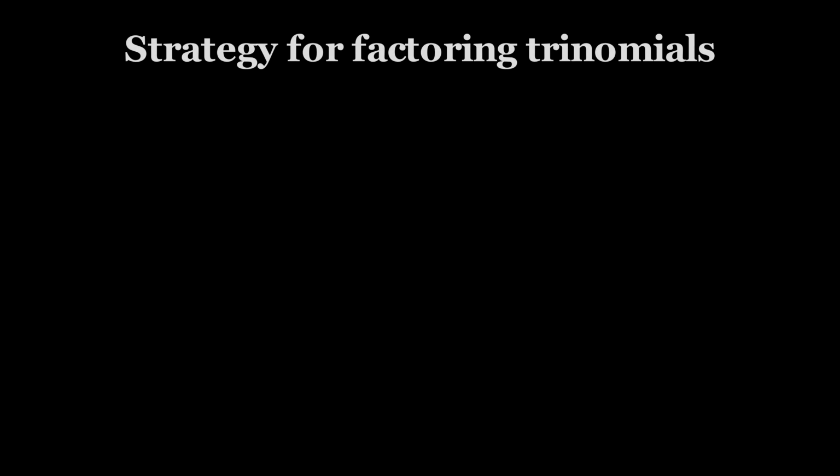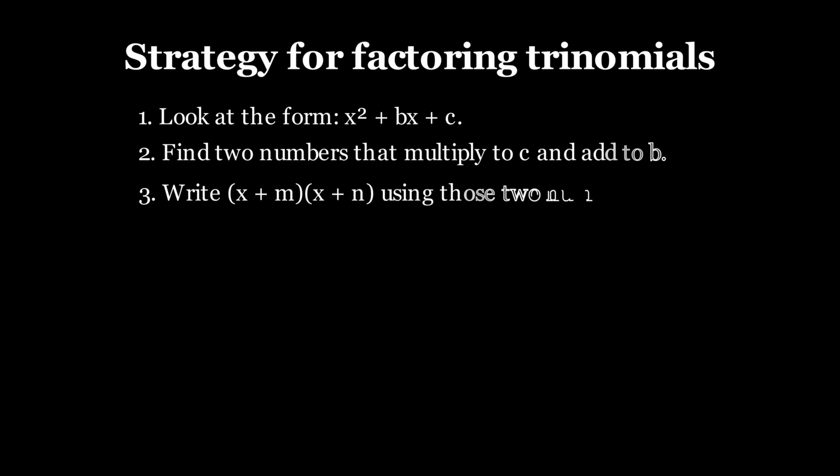A trinomial of the form x squared plus bx plus c can often be written as parentheses x plus m times parentheses x plus n. To find m and n, we use one rule. They must multiply to c and add to b. Once you have that pair, the factoring is done.